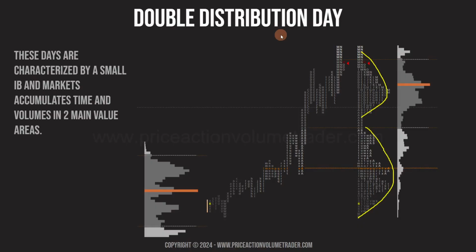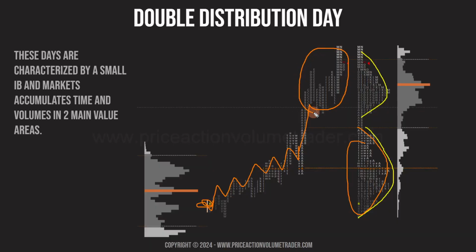Then we have double distribution days. These are characterized by a small initial balance, and the market accumulates time and volume in two main value areas. Okay, so for example, here we have this day right here where we had a clear double distribution. We had an open right here. We slowly trended up, building value around this area. Then we had an impulsive move, and then we ended up building value at this top area in time.